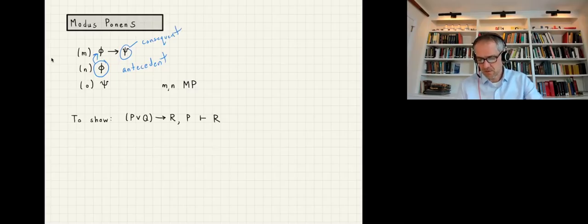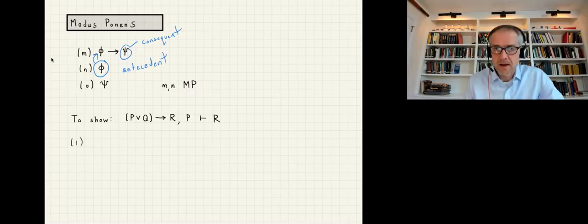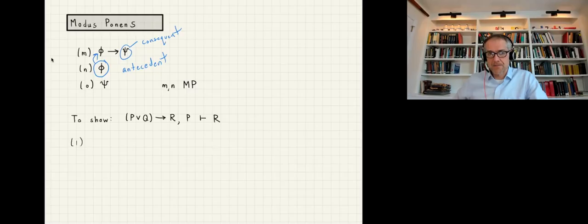Okay, so let's see how this rule works in action. We want to show here that from the assumptions, if P or Q then R, and P, we can get R. So again, I'll write down those assumptions. P or Q, arrow R, assumption. P, assumption. And I want to get R. Now, 1 and 2 together are not candidates for modus ponens because what occurs on line 2 is not the antecedent of the conditional on line 1.